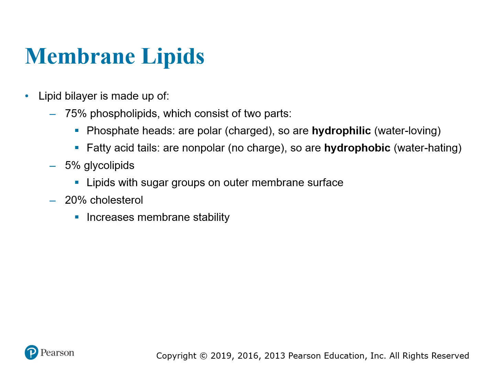5% is also glycolipids. So these are going to be the lipids that have been modified with some type of carb on the outer membrane of the surface to serve as a cell surface marker. And then 20% is going to be composed of cholesterol. And so cholesterol is intercalated within the plasma membrane to help increase membrane stability.